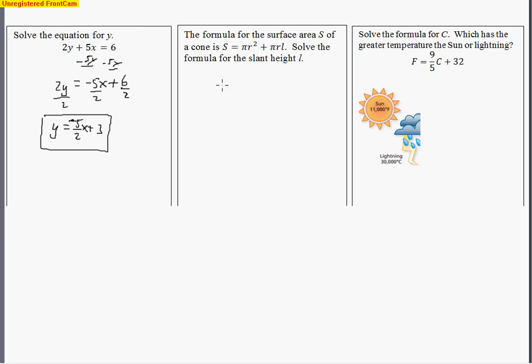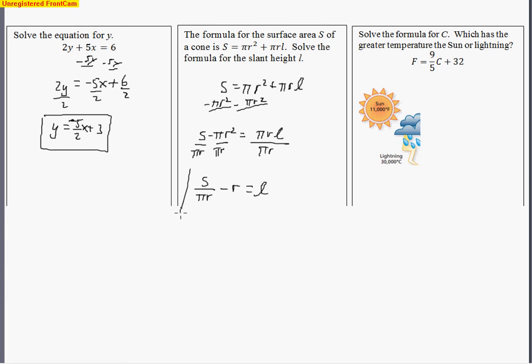This next one, they want us to solve for L. So first step is I'm going to go ahead and move that pi r squared over. So I'm going to subtract it from both sides. Now, I can't subtract pi r squared from s, so I have to leave those terms separate. So s minus pi r squared equals pi r L. So then the pi and the r are being multiplied by the L, so I'm going to divide every term by pi r. And so for this one I have s over pi r minus, now here the pi's cancel out and 1 r is left over, so minus r equals L.